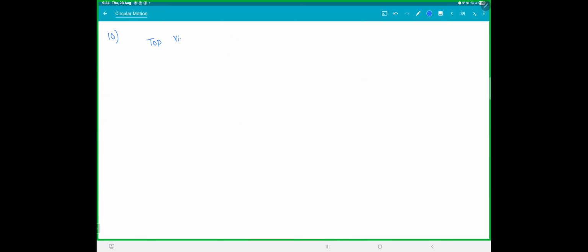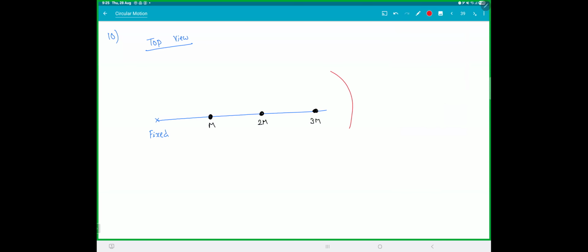Top view. We have a rod here. One end is fixed. If you have ever been to Barbecue Nation, let's say there are 3 paneer pieces. So mass m is attached here, mass 2m is attached here, mass 3m is attached here. You able to visualize how it is? It's like a skewer with 3 paneer pieces.